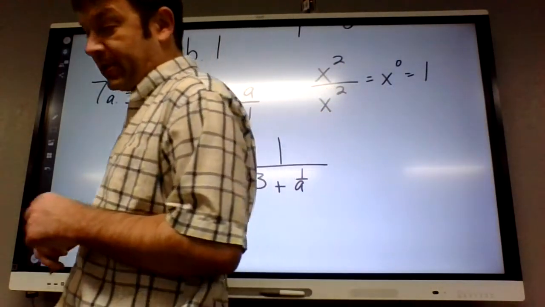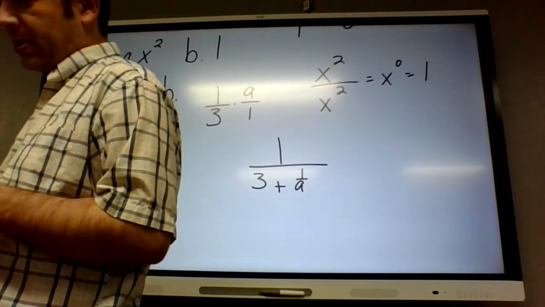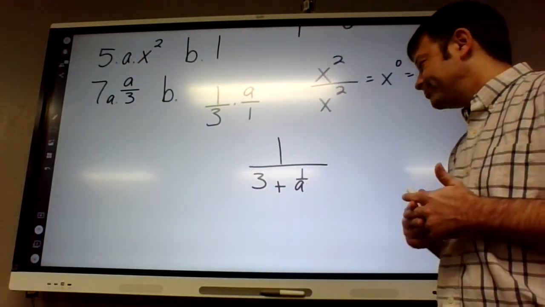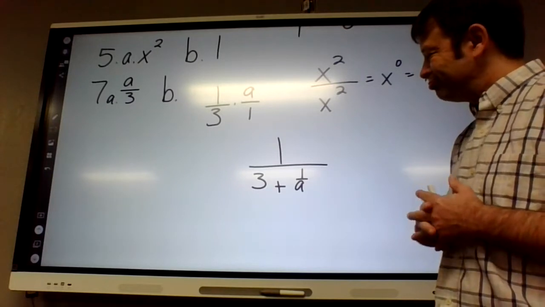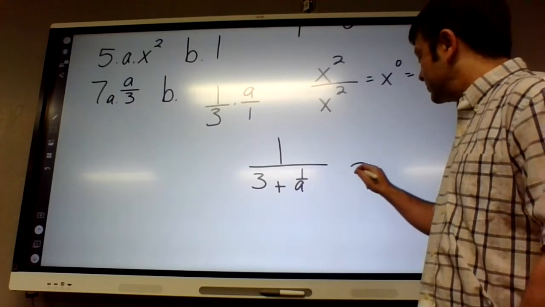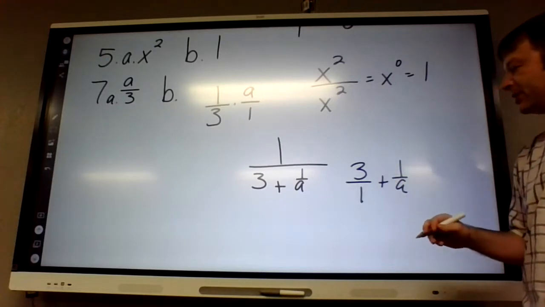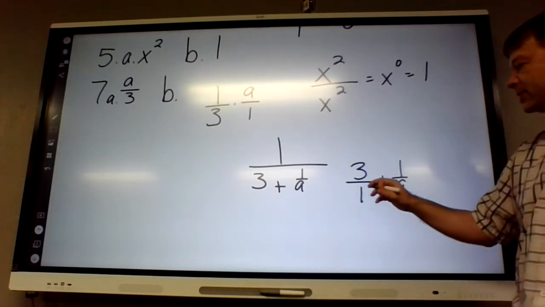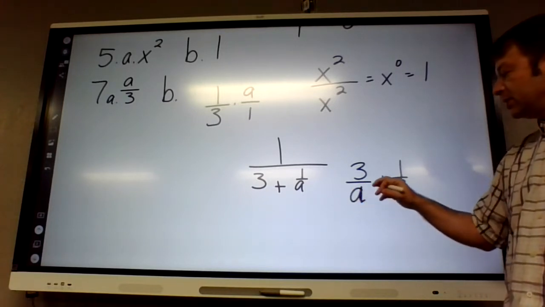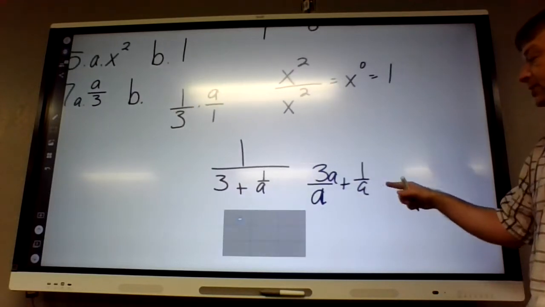Would the book do something with that? Yeah, they kind of did. Well, okay, so how do we add fractions together? Common denominator. What's the common denominator between 1 and a? A. So if we multiply top and bottom by a, these two add together.